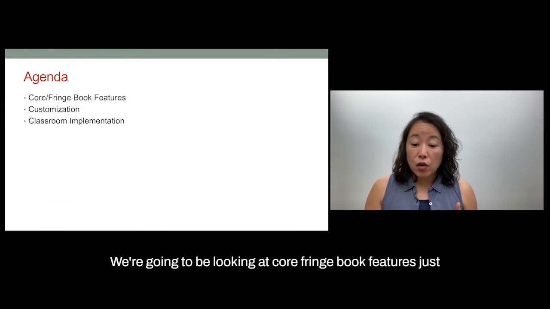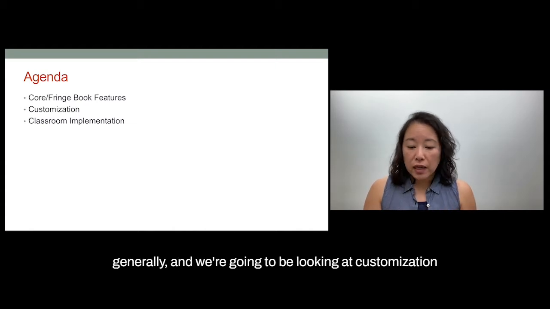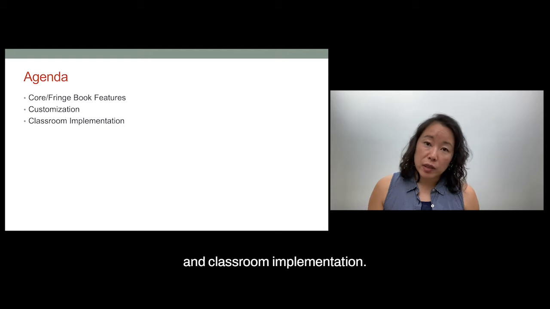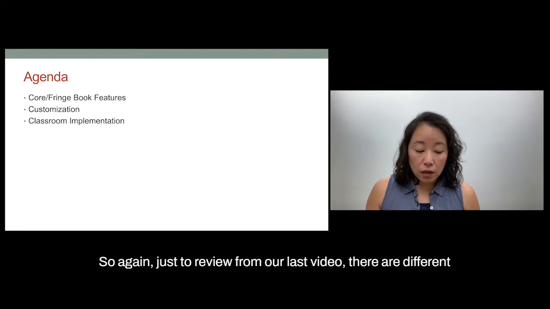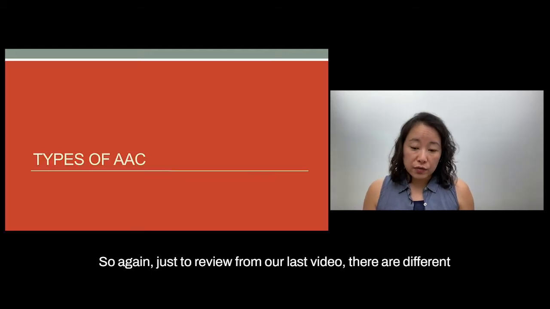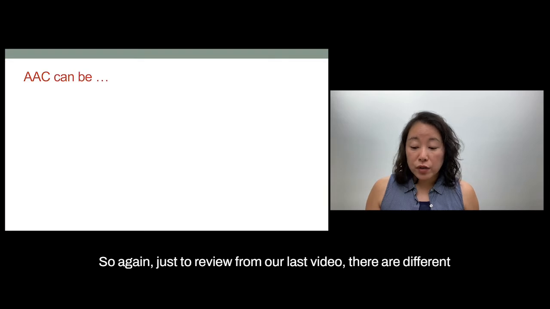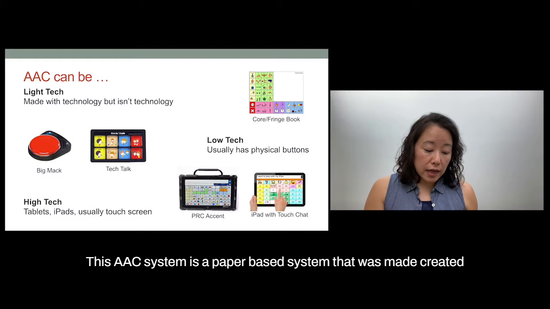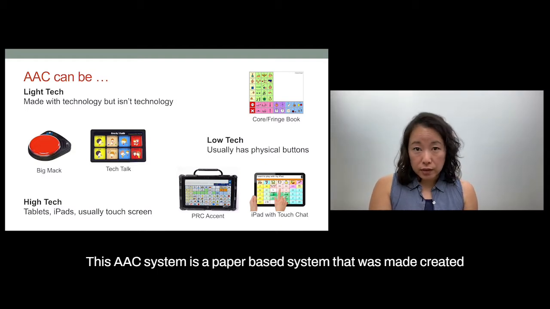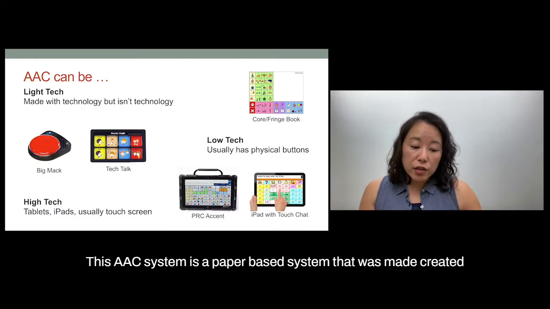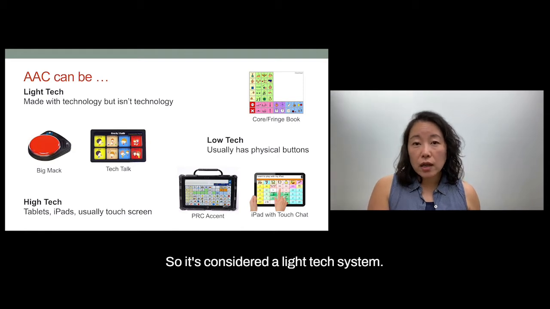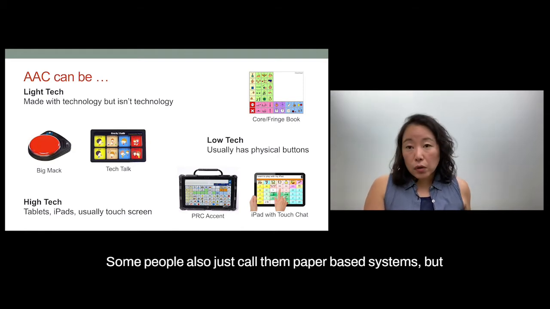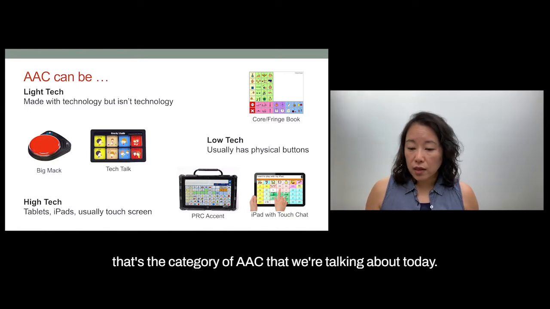So in this video, we're going to be looking at a few things. We're going to be looking at core Fringe book features just generally, and we're going to be looking at customization and classroom implementation. So again, just to review from our last video, there are different types of AAC: light tech, low tech, and high tech. This AAC system is a paper-based system that was created using technology, so it's considered a light tech system. Some people also just call them paper-based systems, but that's the category of AAC that we're talking about today.